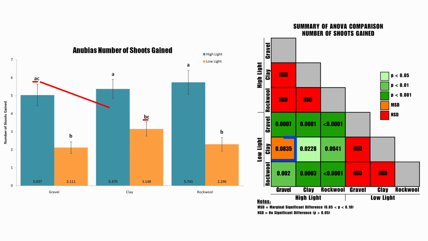In fact, there's only one, which is the high light gravel compared to the low light clay, that has just a marginal significance, which basically means that the p-value is close to 0.05 but didn't cross that threshold. And so for that reason, I'm calling that a marginally significant difference, whereas all of the rest are lower than 0.05, so we can conclude that that is statistically significant.